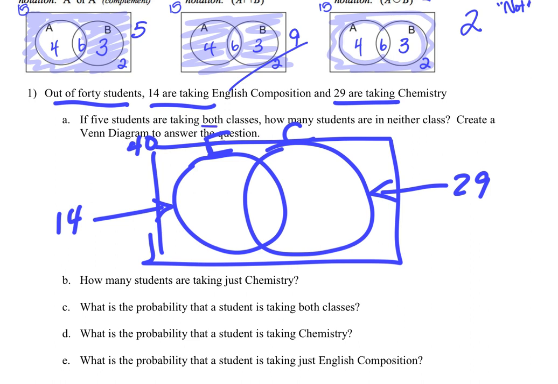5 students are taking both classes. So they're telling you 5 people are taking both, so that goes here. If this full circle is 14, that means there's 9 people that are just taking English, because 9 and 5 is 14. Same thing for the 29, making this 24.